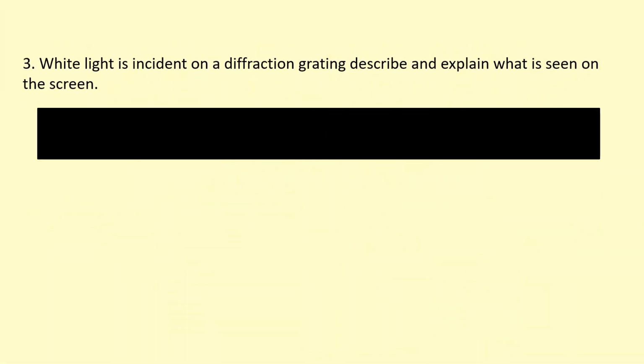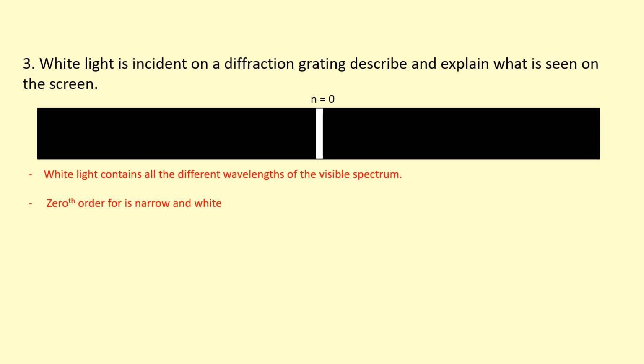Okay, white light is incident on a diffraction grating. Describe and explain what is seen on the screen. So firstly, white light is composed of all the different wavelengths of the visible spectrum. So in the middle, the zeroth order will actually just be narrow and white. This is because the path difference for this point is 0, so all the different wavelengths will meet in phase and they'll superpose constructively.